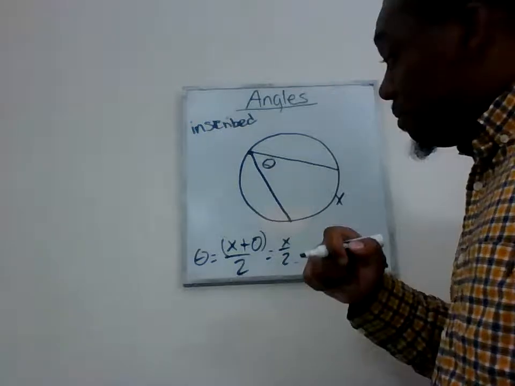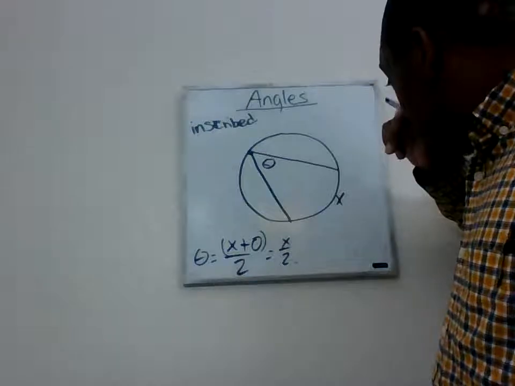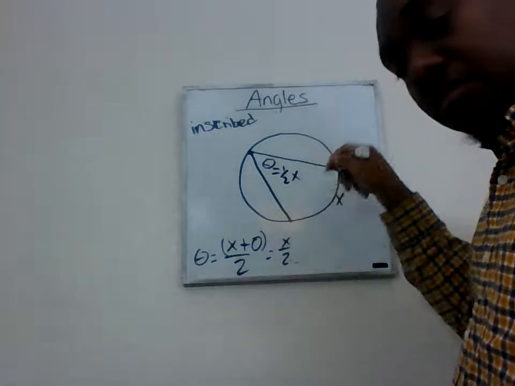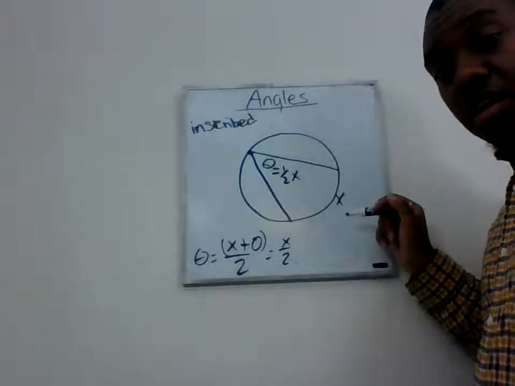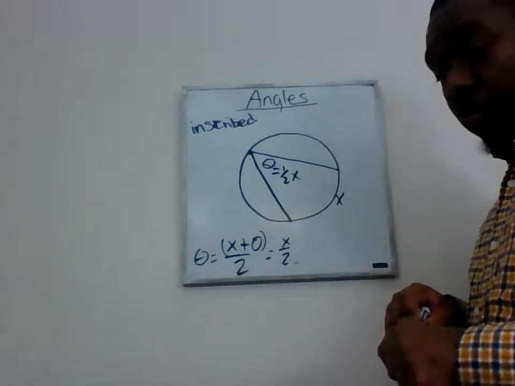And so we just get half of whatever the arc is. It's no different from what we did before. It's just half of whatever this arc is. So in x's, this is just 1/2 of x. So whatever the arc is, if it's on the circle, you just take half of the arc. Or if you know the angle, you just double it and you get the measure of the arc. Let's look at an example.